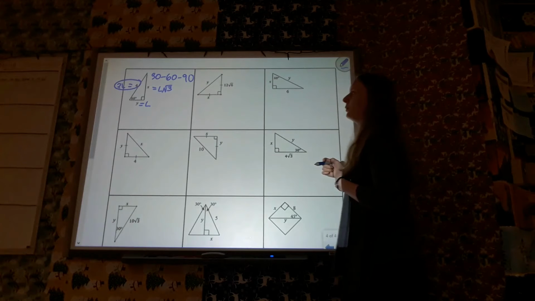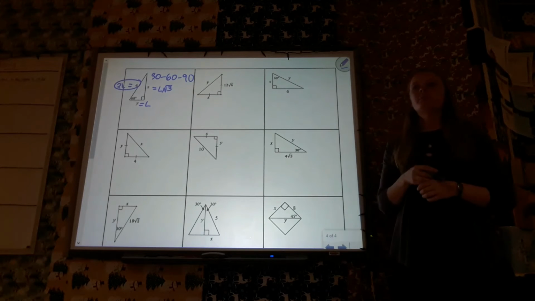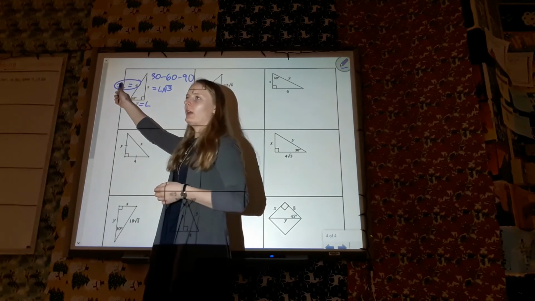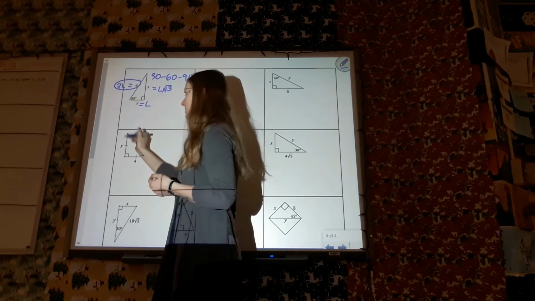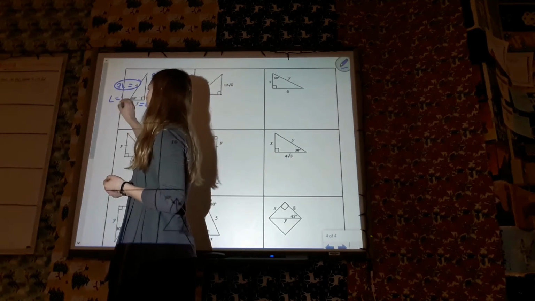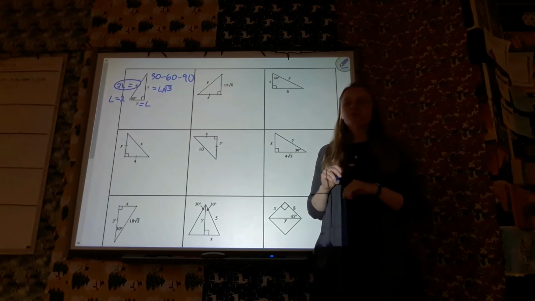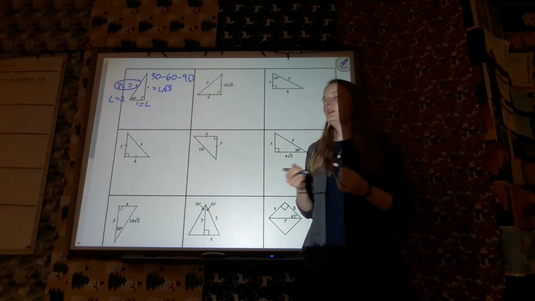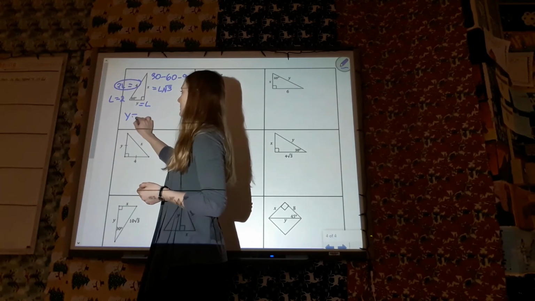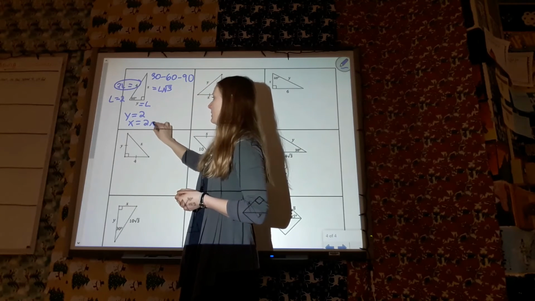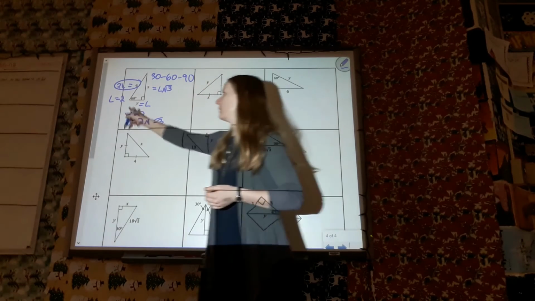So what is the value of L? If you have 2L equals 4 and you're solving for L, you divide by 2. 4 divided by 2 is 2, so I know that L is equal to 2. I'm going to write that down so you can use it. If L is 2, which variable do I know? Y. So Y is equal to 2, and then X would be 2 root 3. You just plug the 2 in right there.